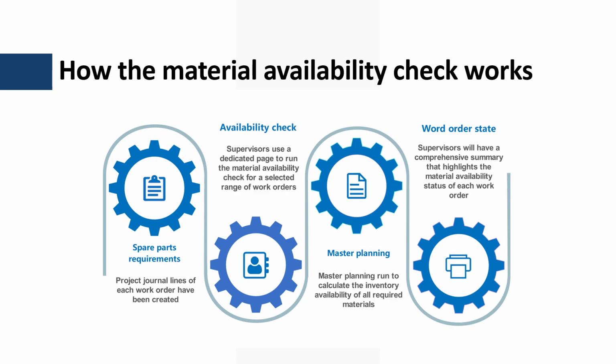That means if the materials are not available in the on-hand, then planned orders will be generated. This could be a planned purchase order if the material is not completely available in our warehouses, or it could be a planned transfer order if the material is available in another warehouse. After that, the maintenance supervisors will have a comprehensive summary that highlights the material availability status, whether the material is available or not available.